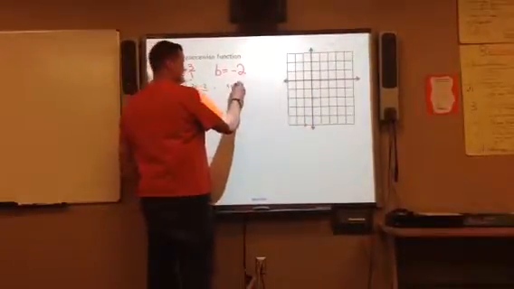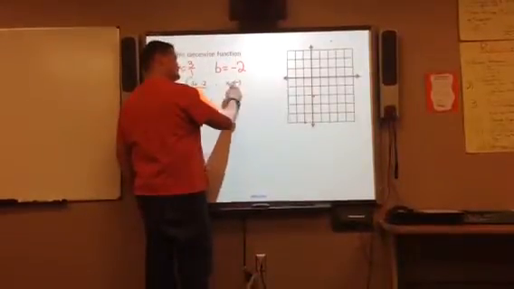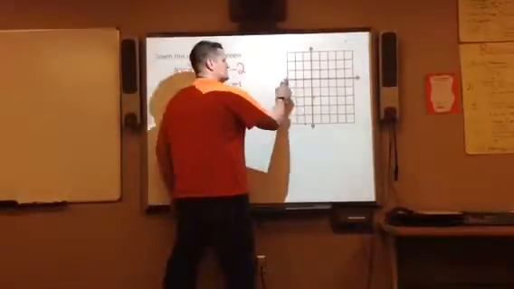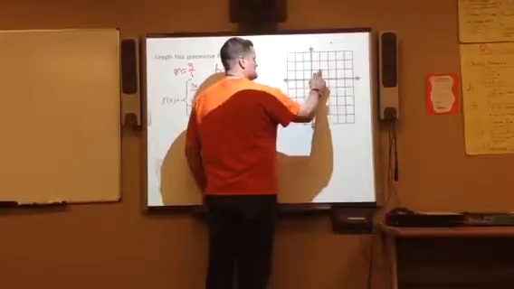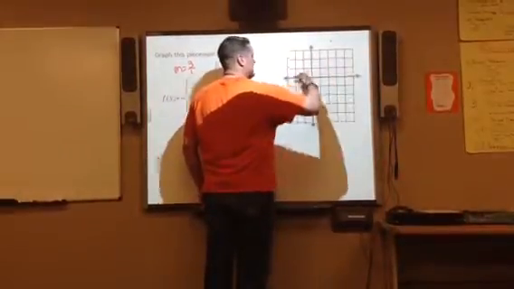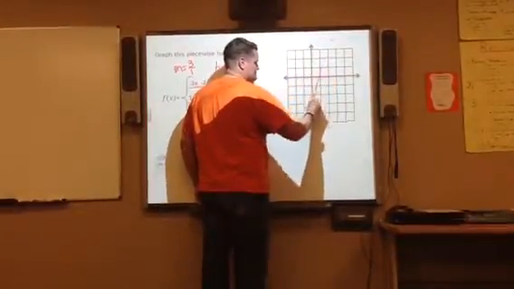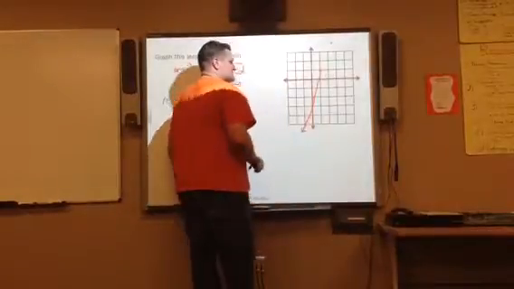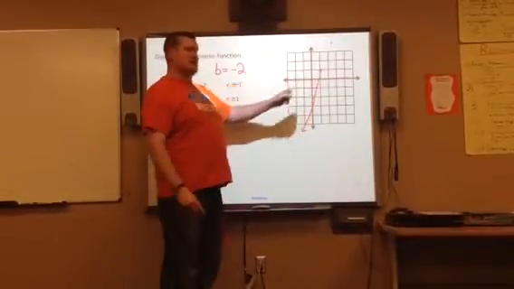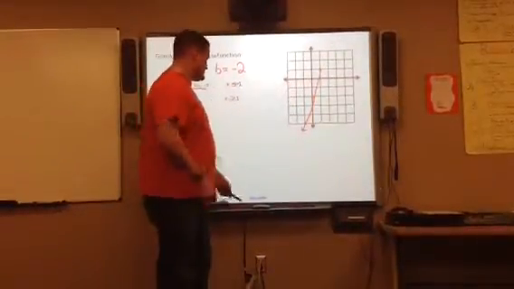We want everything that is to the left of where x is 1. So if we go x is 1, that's right there, that's my point. I want everything to the left. So I'm going to make that line. That's going to keep going, but remember to stop at 1, because that's where it says to stop.